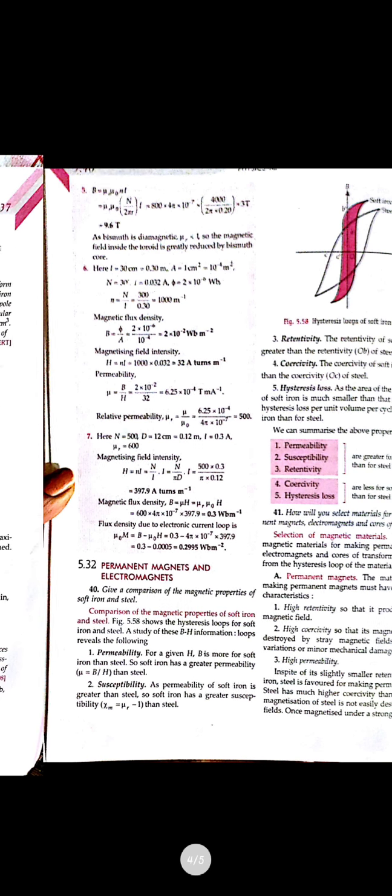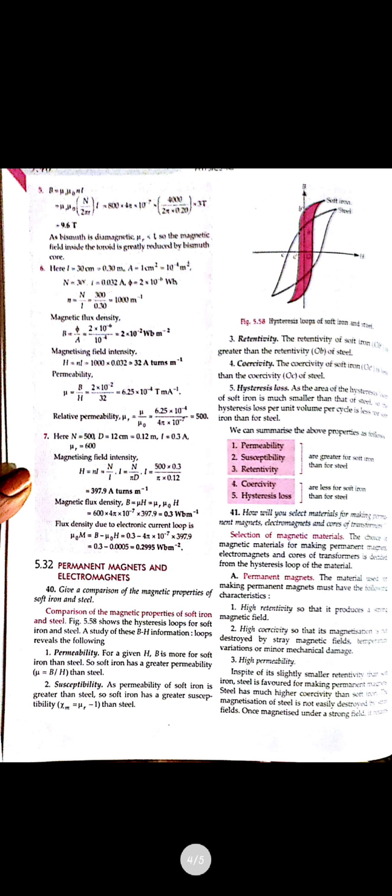We will be seeing more numericals in the next classes also. After this, we have permanent magnets and electromagnets. Permanent magnets are those that cannot be demagnetized even after removal of the external magnetic field. We know about soft iron, that it can be easily demagnetized, so it cannot be used for making a permanent magnet. Okay, so it will not be used for the permanent magnet.